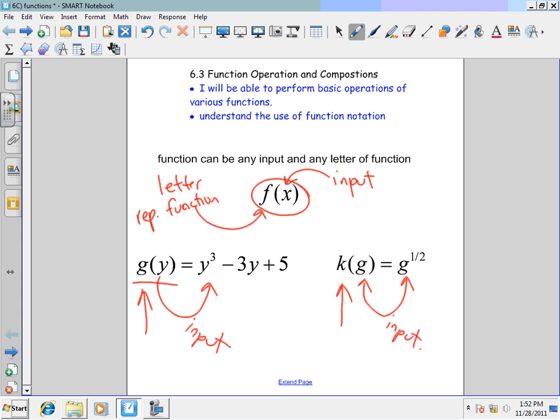So if I said, let's take a look at k of g, what's k of 2? I would take every g and replace it with a 2 and then raise it to the 1/2 power. So we're evaluating by plugging 2 in. So that part hasn't changed. Let me do it again for the g. If I say g of -3, you would say, all right, -3 cubed minus 3 times -3 plus 5, and you go ahead and evaluate and get an answer. So the input part hasn't changed. The only thing that's really different is we're using different letters to represent different functions.